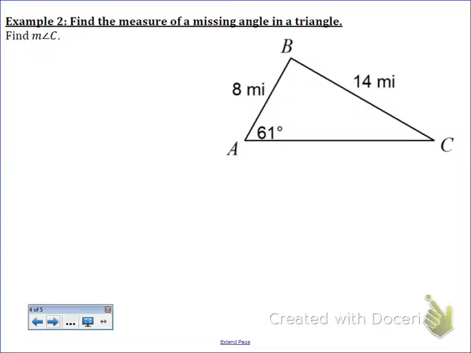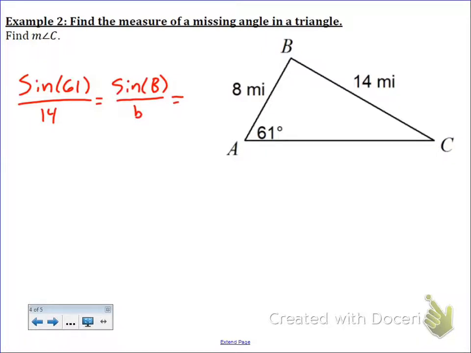It's going to be, remember, sine of A over side A, which is the opposite side. So we'll say sine of angle A, which is 61 in this case, over side A, the opposite side, which would be 14, is equal to sine of angle B, which I don't know, over the opposite side, which is AC, which I also don't know, so we'll call that lowercase b. That's equal to the third part of the proportion, sine of angle C, which again I don't know, over the side length opposite that, which is 8.